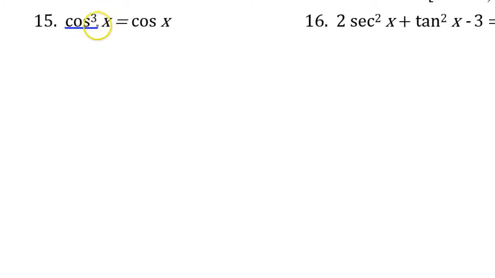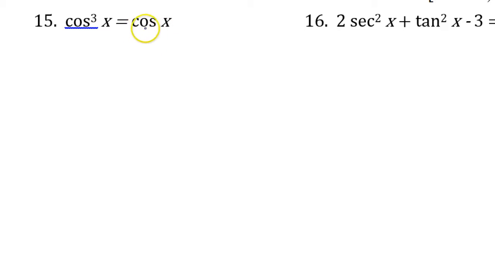So, how do I solve this? Now, let me tell you what you can't do. You cannot divide both sides of the equation by cosine. It's very tempting to do this. Divide by cosine, cosine squared. Nope. Unfortunately, that's not allowed. The reason why is because sometimes cosine has a value of 0, and you're not allowed to divide by 0, so that's invalid.